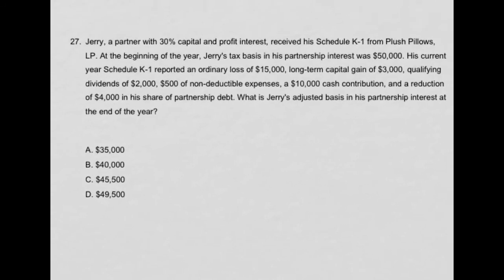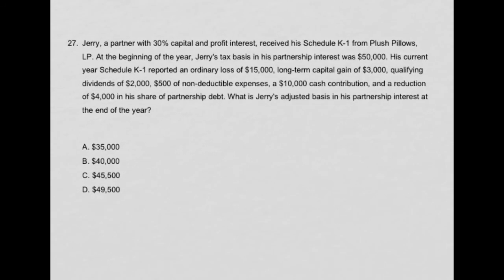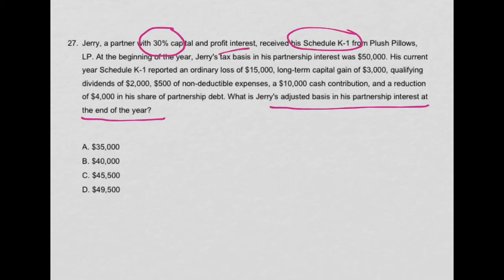Okay, let's see what time we're holding here. Number 27. Let's see if we can do it so we can make this the last go around, our last one of the evening. Okay, what are we looking for? What is Jerry's adjusted basis in his partnership interest at the end of the year? He's got a 30% capital and profit interest. His K1 came in. So let's see what happened.